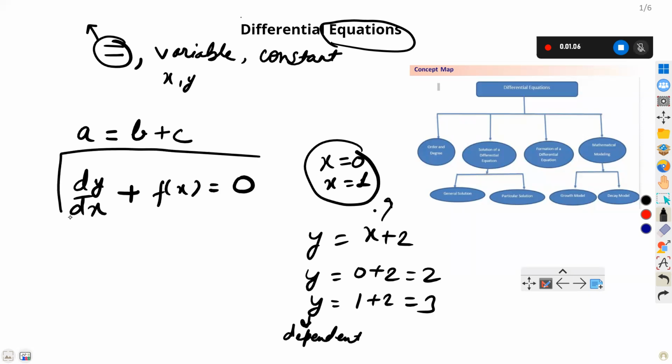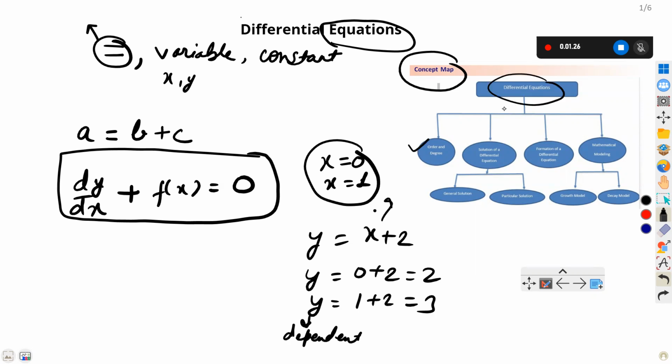So this is a general form of differential equation. In this unit, I'll take a look at the concept map, because it tells you how much you have to learn in a unit. In this unit, we are going to learn order and degree. First, we have talked about what differential equations are. Next, we will learn order and degree, solutions of differential equations, formation of differential equations, and next is modeling.